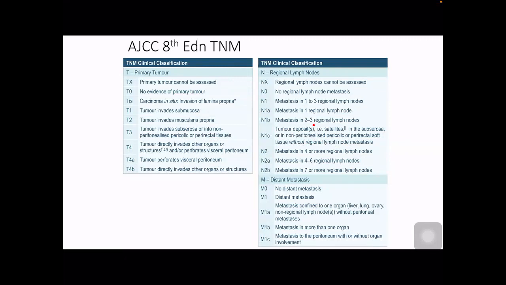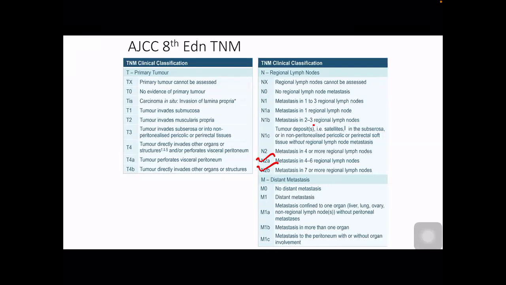N1c is basically tumor deposits or satellites in the subserosa or non-peritonealized pericolic or perirectal soft tissue without regional lymph node metastasis. N2 is 4 or more regional lymph nodes. N2a is 4 to 6. N2b is 7 or more. So this is how the recent TNM staging of colorectal cancer is, which is very important. This you must know along with the TNM staging of gastric cancer. Very commonly they are asked.